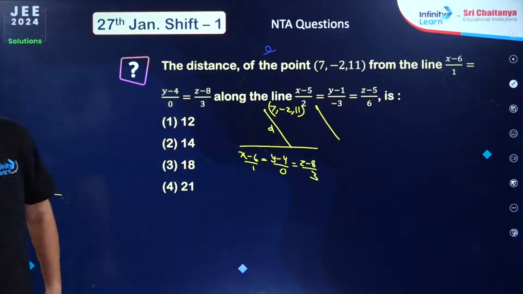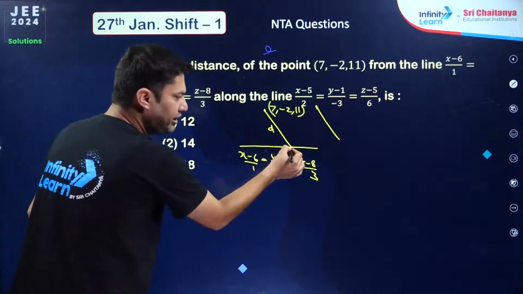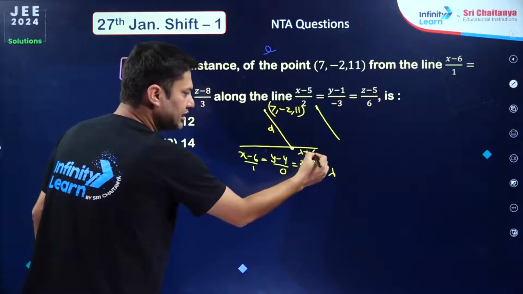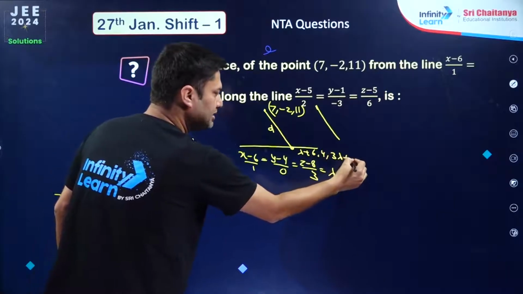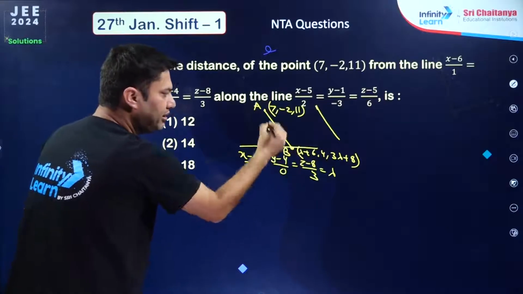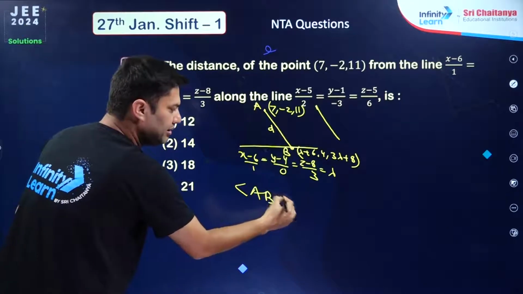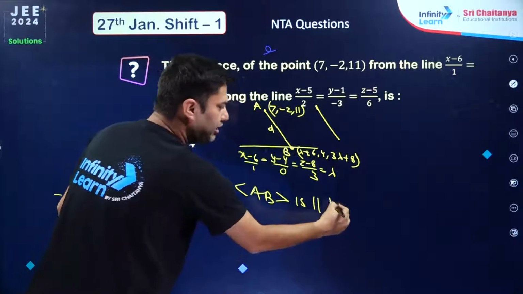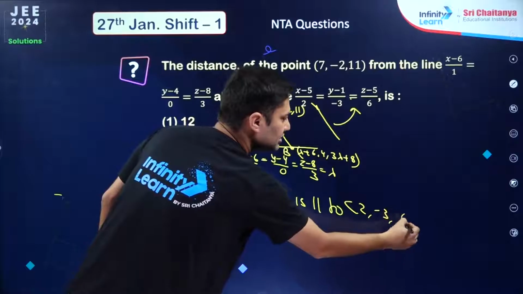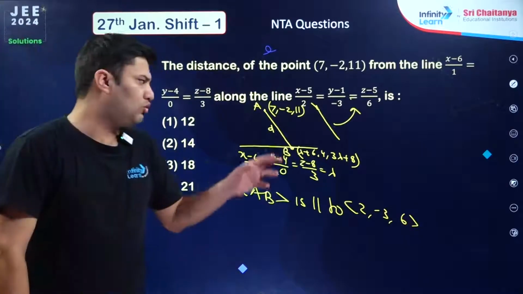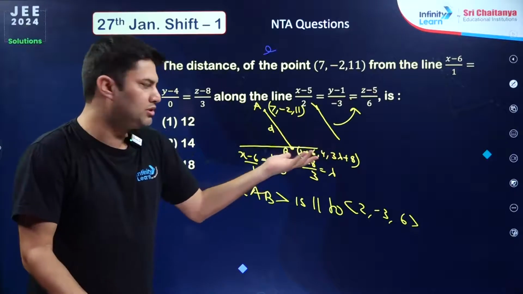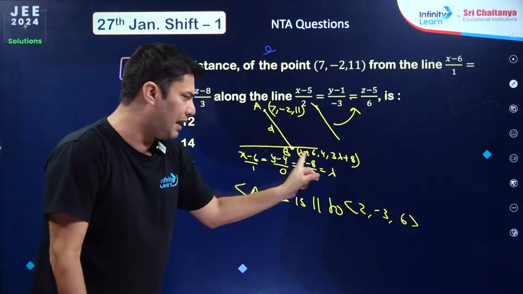So what you have to do is nothing, just take this point as lambda. So this point will be lambda plus 6 comma 4 comma 3 lambda plus 8. And simply do one thing, if this is point A, this is point B, direction ratios of AB is definitely parallel to this direction ratio. That means this line, 2, minus 3, 6, sorry. Because you want the distance of the point A from this line along some other line. So that means what you have to do is assume a point on this line, lambda.